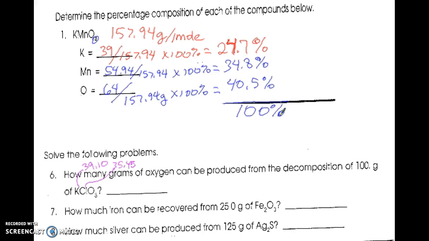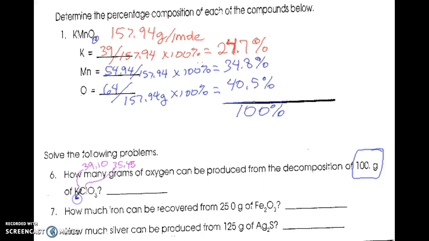All right, now let's do the next one. How many grams of oxygen can be produced from the decomposition of 100 grams of potassium chlorate? Now to do this, we need to know what part of this 100 grams would be the fractional part of oxygen's contribution. So the way we can do that is we can do it like a ratio. So we know that for every however many grams, we'll know how many grams of oxygen we have. So let's calculate the molar mass of this first.